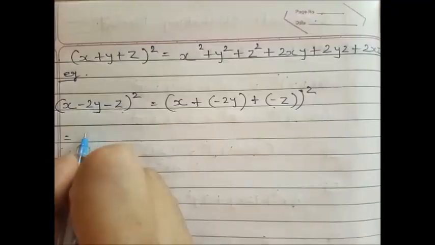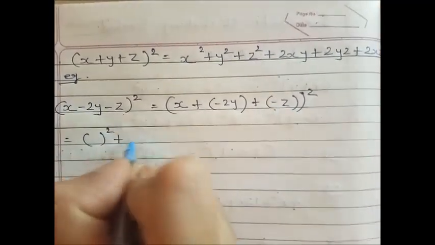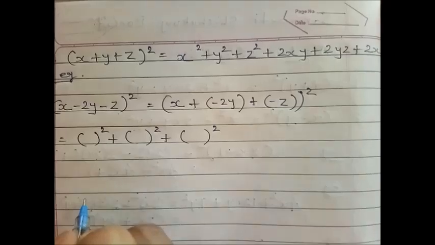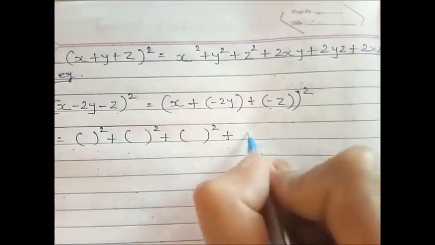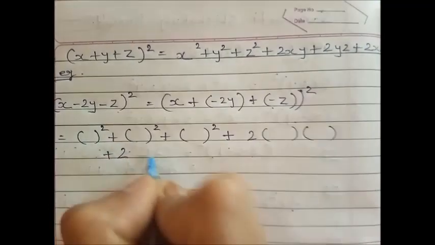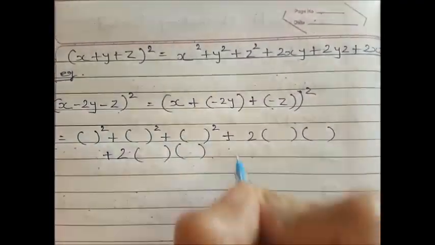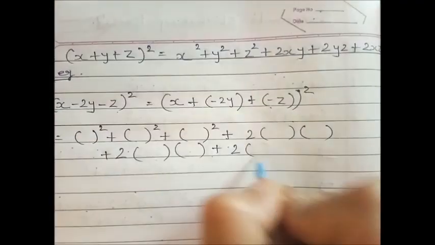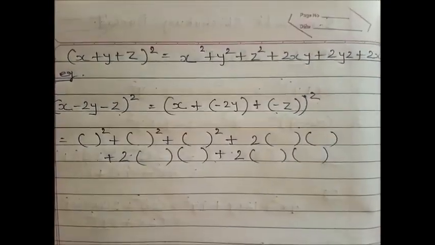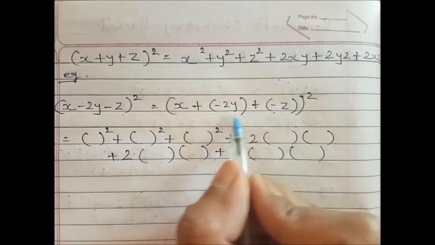Now square of first term, then square of second term, then square of third term, right? Then plus 2 into first and second term, plus 2 into second and third term, plus 2 into third and fourth term, right? This way you can make the brackets. Now simply you have to put the values.